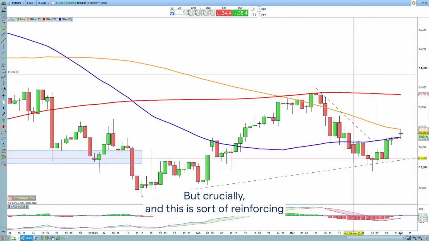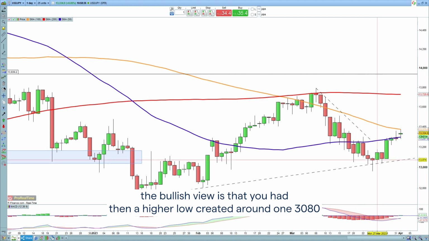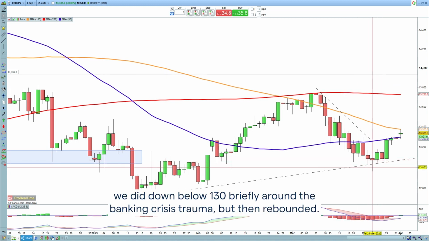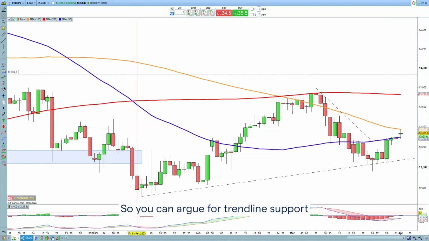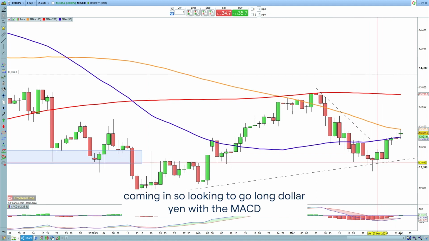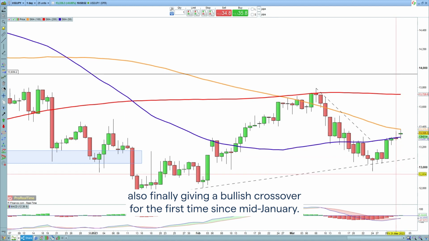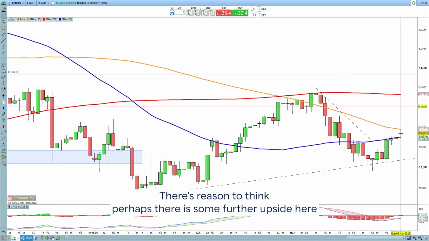Then a pullback, but crucially, and this is reinforcing the bullish view, you had a higher low created around 130.80. We dipped down below 130 briefly around the banking crisis trauma, but then rebounded. So you can argue for trendline support coming in. With MACD also finally giving a bullish crossover for the first time since mid-January, there's reason to think perhaps there is some further upside here.